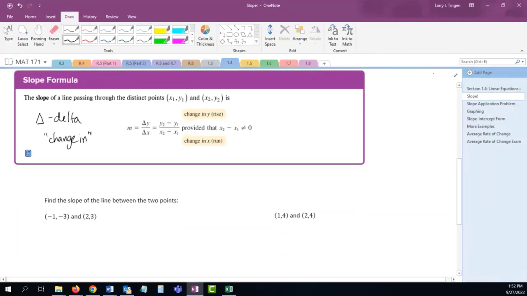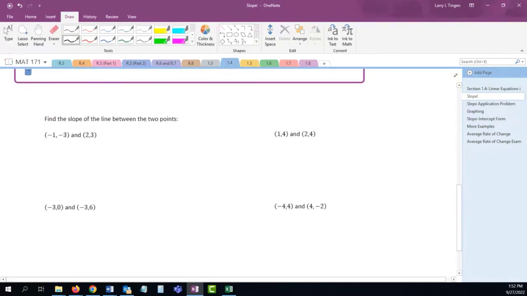So what is the slope of the line between these 2 points? I'm going to do the top 2, then I'm going to stop, and I'm going to let you do the bottom 2 and see what you come up with. All right, so slope, change in y over change in x. And what is that? y2.